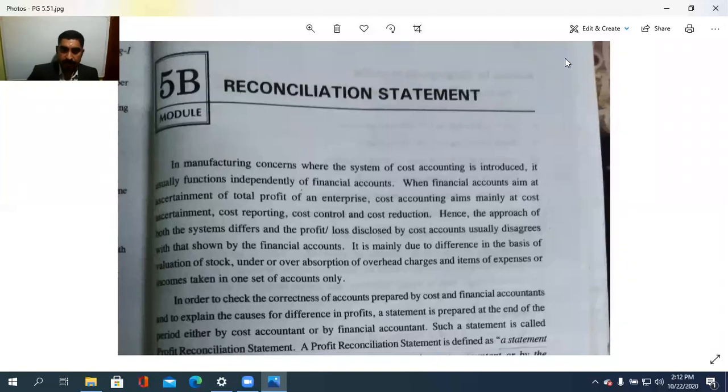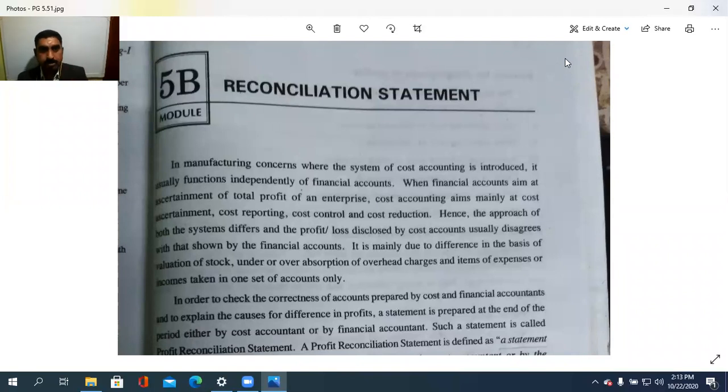So, reconciliation statement. In a manufacturing concern where the system of cost accounting is introduced, it usually functions independently of the financial accounts. While the financial accounts aim at the ascertainment of the total profit of an enterprise, cost accounts aim mainly at cost ascertainment, cost reporting, control, and cost reduction. The financial profit is calculated based on financial accounting, while at the same time cost accounting methods are adopted in order to ascertain, control, or reduce the cost.